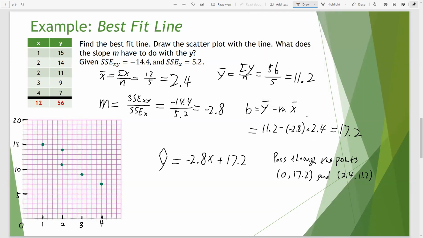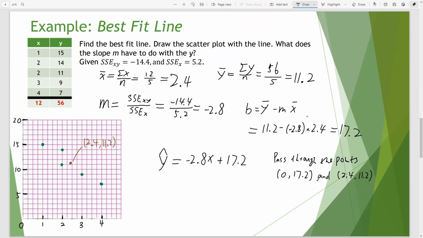Maybe this color. So we have what? We have (2.4, 11.2). 2.4 is a little bit less than 2.5, right? Somewhere here. 11.2 will be somewhere a little bit bigger than 11, right? So it could be this point, right? And we label it (2.4, 11.2).